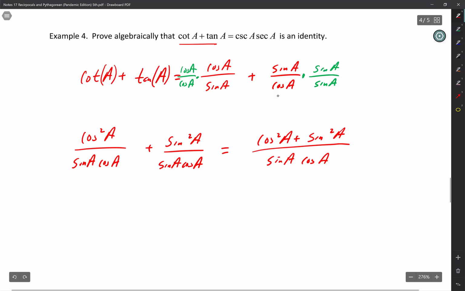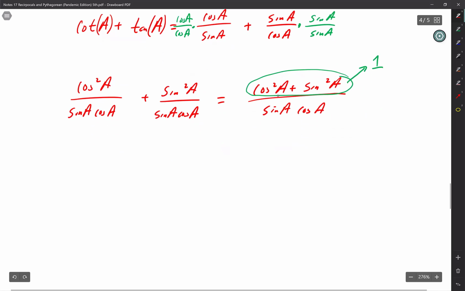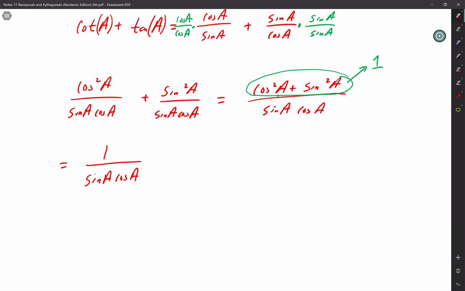It's the Valentine's formula. The numerator equals 1. Look, this is cosine squared plus sine squared, and that equals 1. That's your Valentine's formula, the heart formula. Cosine squared plus sine squared equals 1. So now we just have 1 over sine A cosine A. And you're like, okay, now what? Well, 1 over sine A cosine A is the same thing as 1 over sine A times 1 over cosine A. I just separated them.